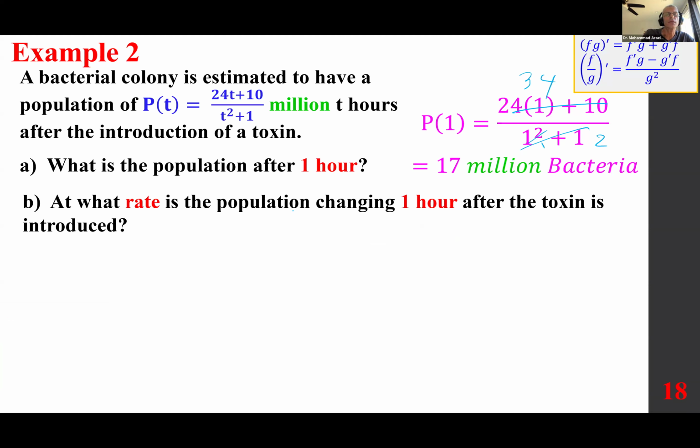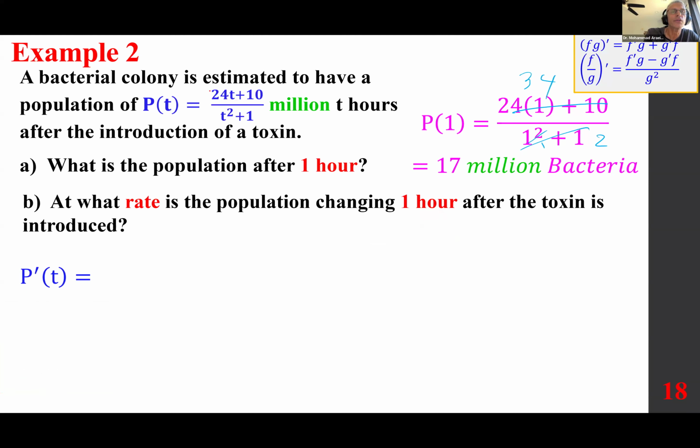At what rate is the population changing 1 hour after the toxin is introduced? The moment we see rate and 1 point in time, that means differentiation. So we want P prime of t. And P of t is a fraction, so we are using the quotient rule.